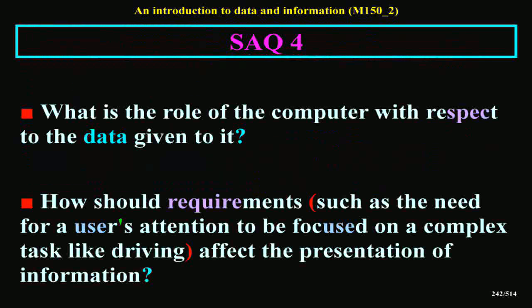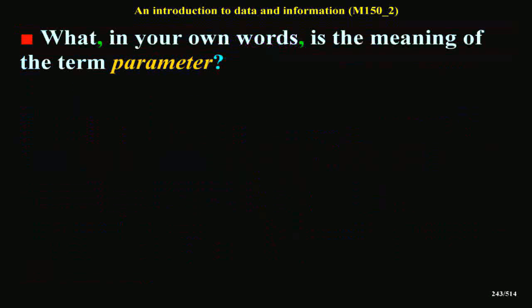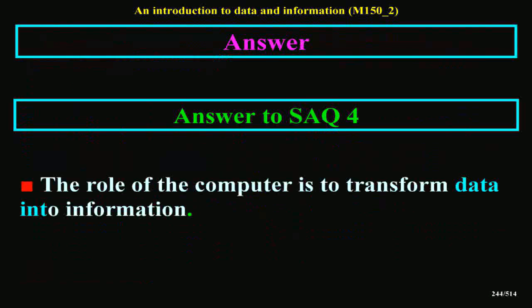SAQ 4. What is the role of the computer with respect to the data given to it? How should requirements such as the need for a user's attention to be focused on a complex task like driving affect the presentation of information? What, in your own words, is the meaning of the term parameter? Answer to SAQ 4.